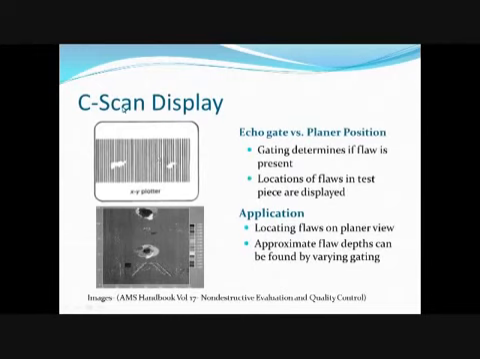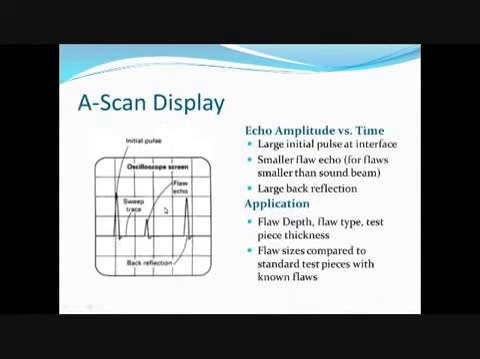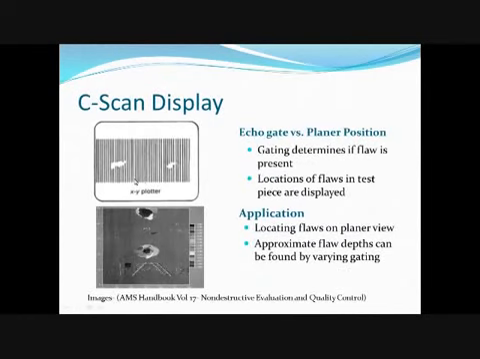Lastly, there's the C-scan display. This, in contrast to the A-scan and B-scan, will have a gate versus planar position. So as compared to an A-scan display, you will have a gate, say, behind the initial pulse and before a back reflection, so that if a flaw echo is found, then you read that there has been a flaw, and then you plot that.